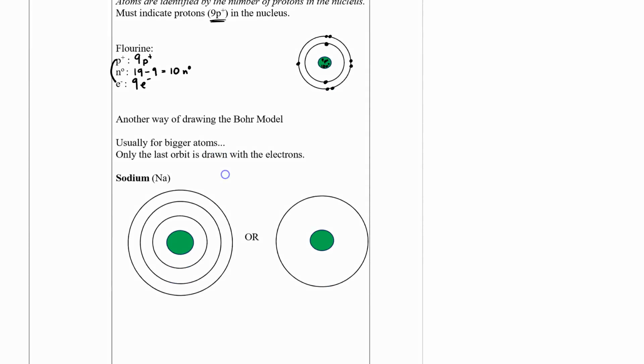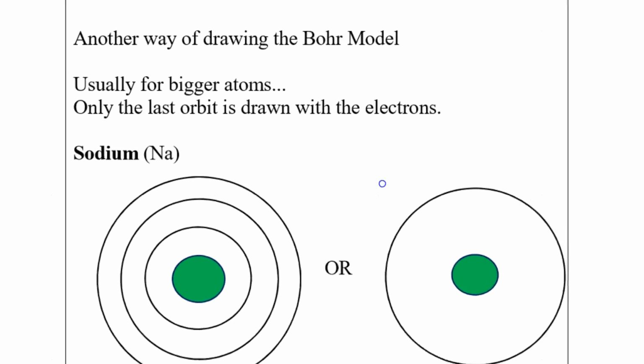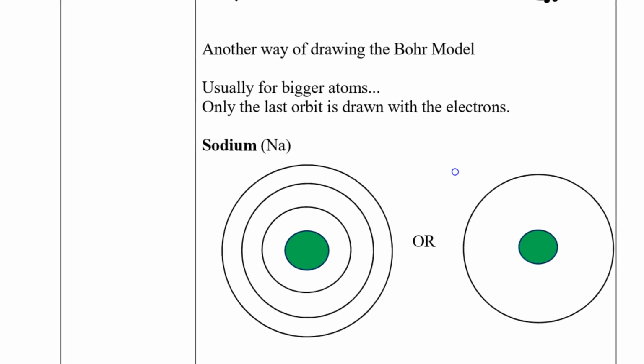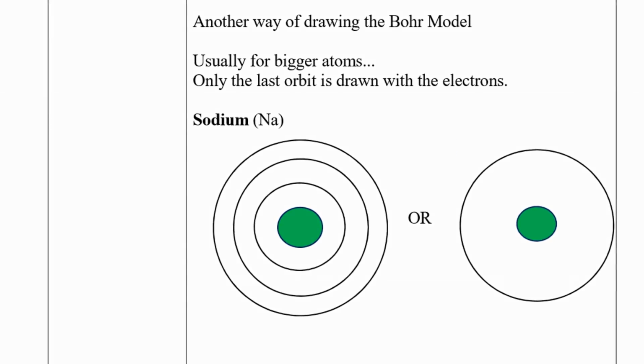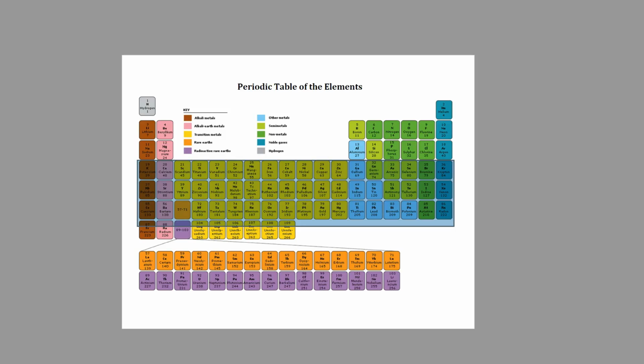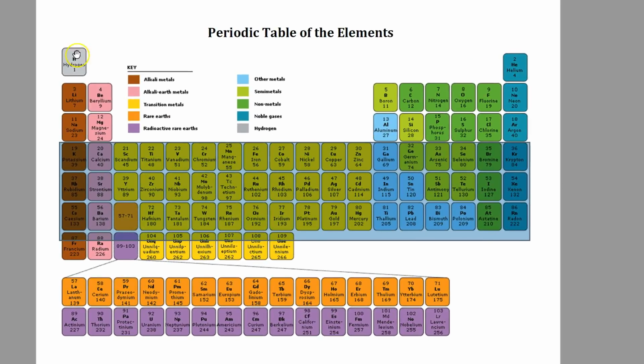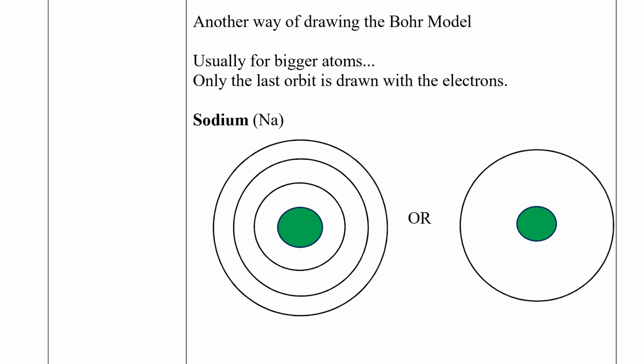So let's talk about drawing the Bohr model for sodium here. I'm going to show you a different way. When we look here, sodium is actually in the 3rd period. So first period, 2nd period, 3rd period. So that means we have a lot more electrons to draw. So this will save you a little bit of time. We'll do it the old way first and then we'll do it the new way.